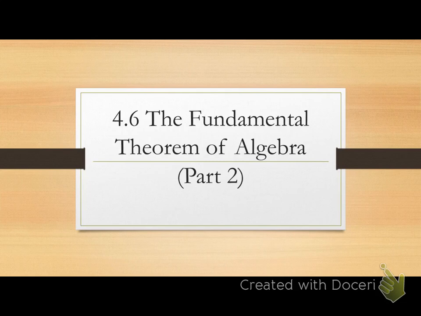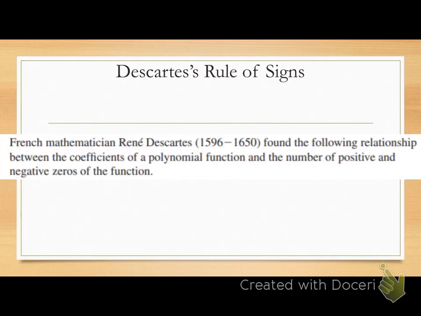Today's lesson's not super long. It's just the last thing we need to cover on 4.6. On Tuesday we talked about the fundamental theorem of algebra. Today we're going to talk about something a little different. It kind of ties into it a little bit, but hopefully it goes quick. The thing we're talking about is Descartes' rule of signs.